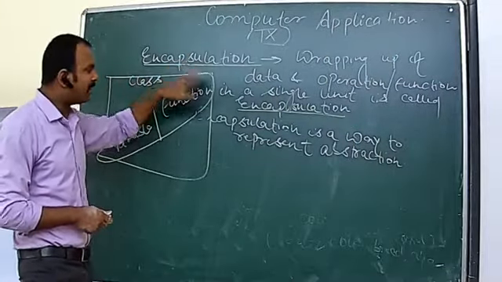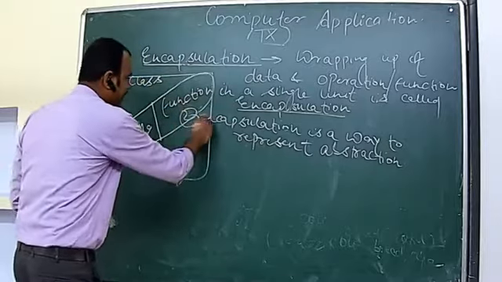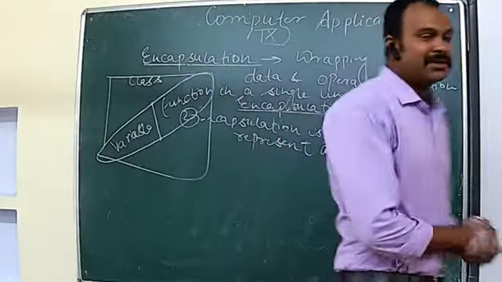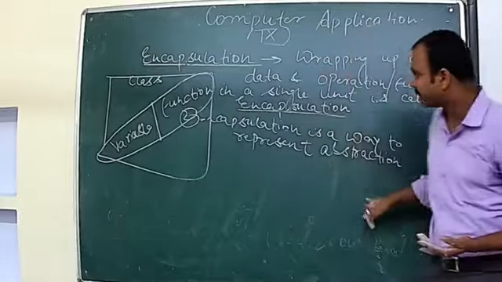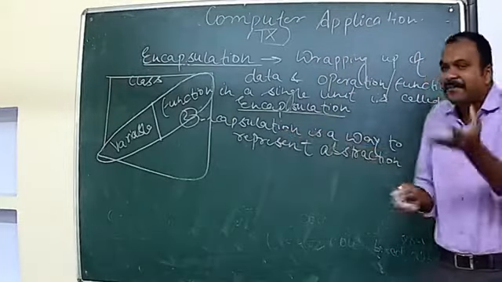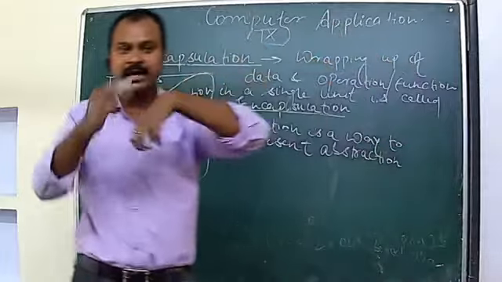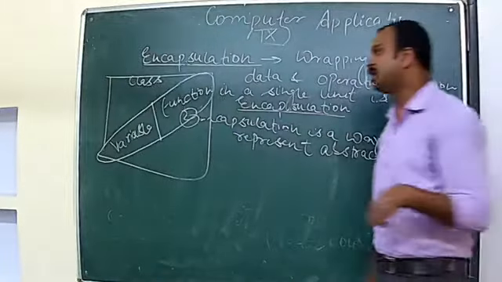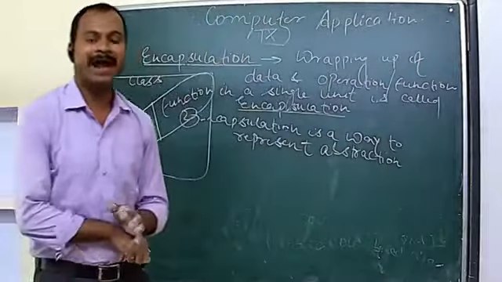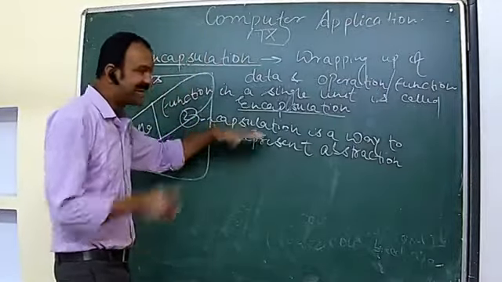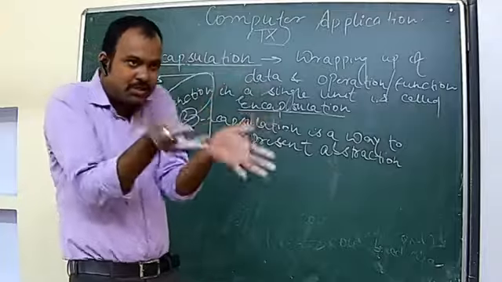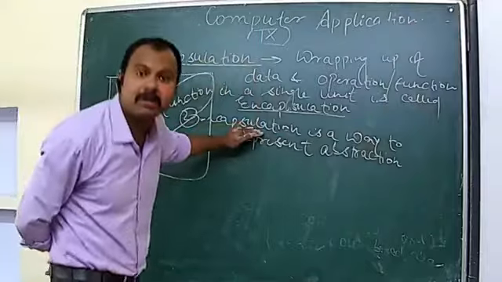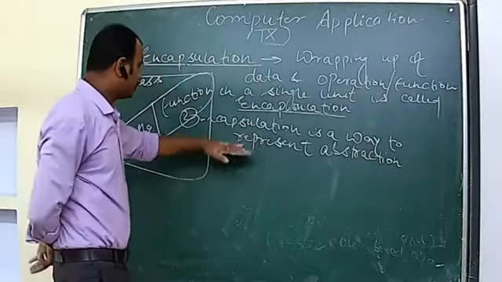And one more thing, this is the second topic. Encapsulation is a way to represent abstraction. As I told you, abstraction is the essential features of an object, but encapsulation is a way. If I hide something, if I wrap something, then the outer layer would also be displayed to the end user, and that outer layer would be the abstraction for that end user. So the outer layer which is being displayed to the end user would be your abstraction. So this is called encapsulation. Clear?